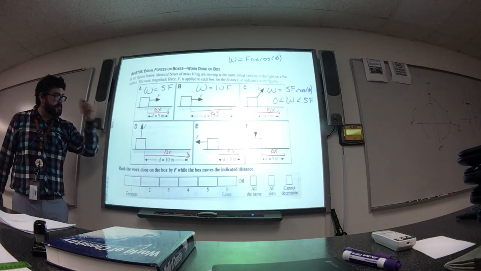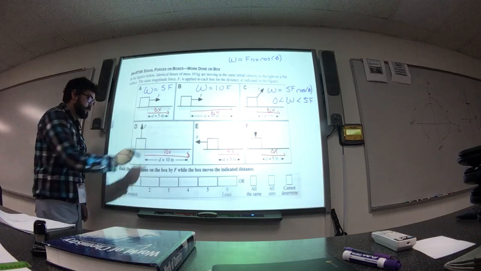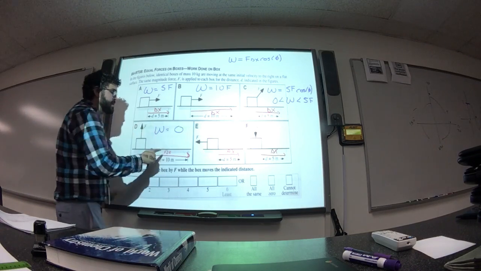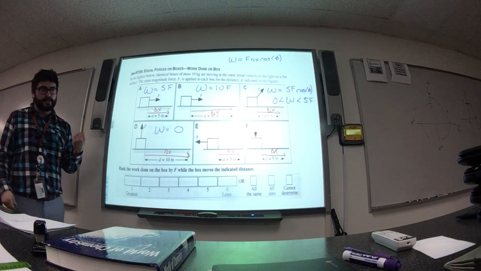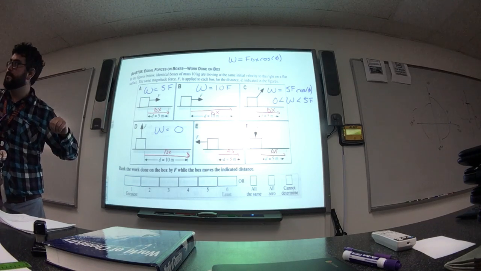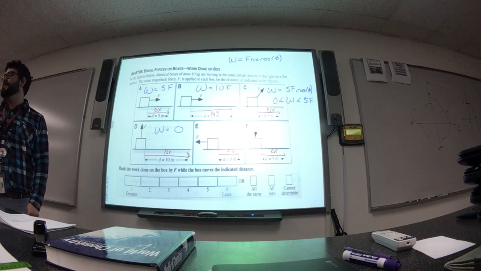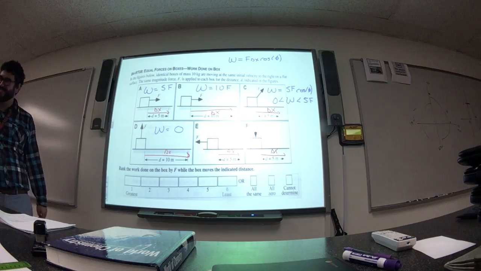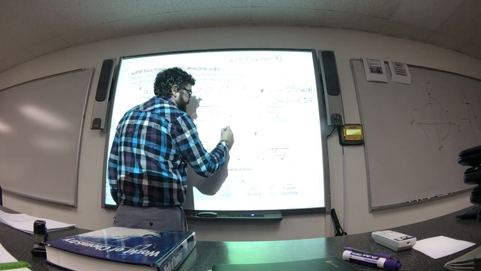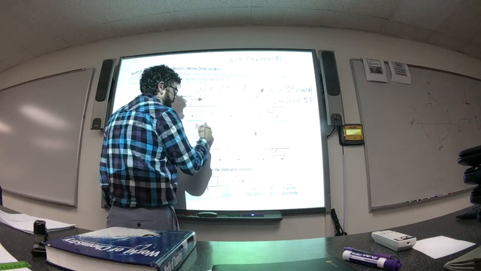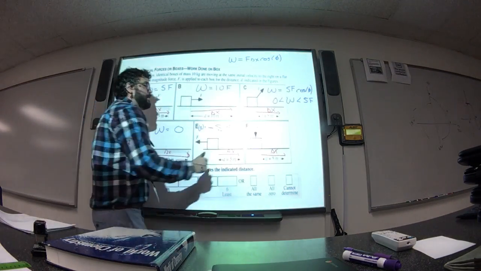Okay. How about D? 0, because the angle between these two is 90. Cosine of 90 is 0. How about E? How do you know it's straight up? It's going to be negative 5F. It's the same thing. Negative 5F, the work done.